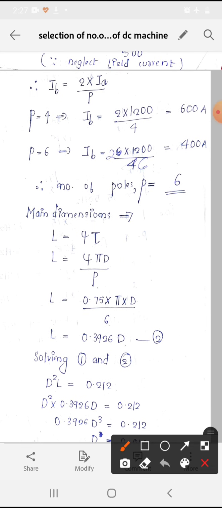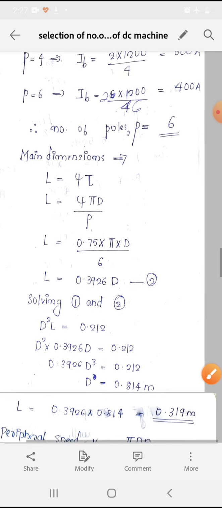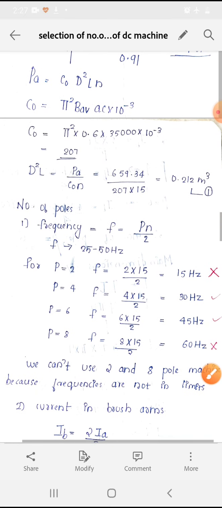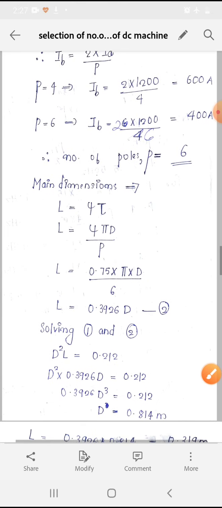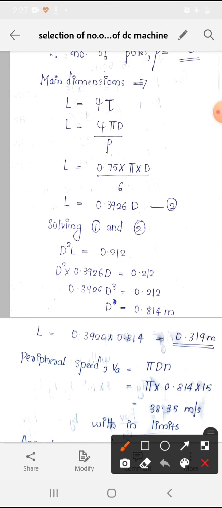On substituting the value of number of poles in this equation, we obtained L is equal to 0.3926D. On solving equation 1 and equation 2, we obtained capital D as 0.814 meter and capital S as 0.319 meter.